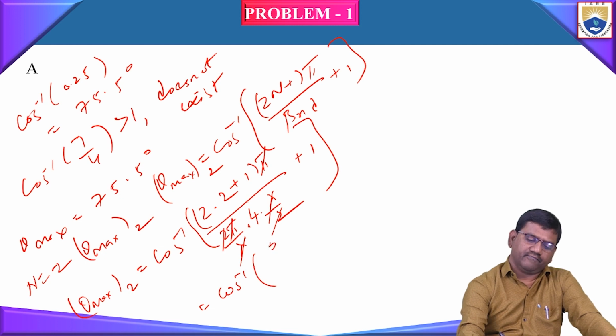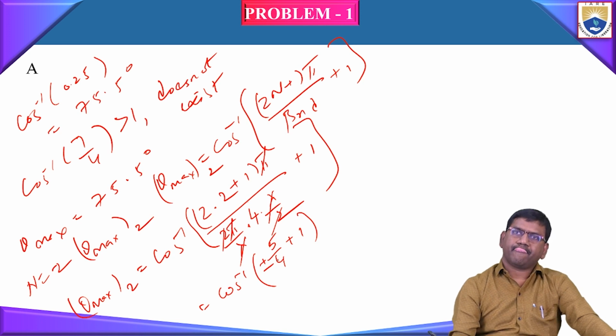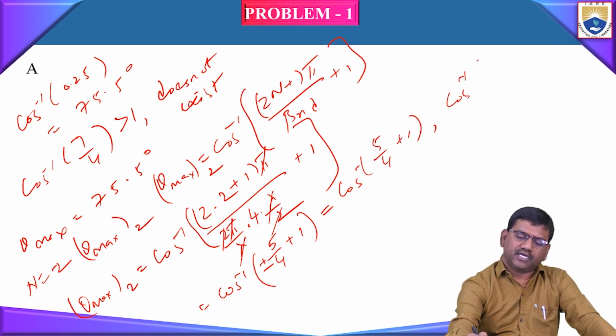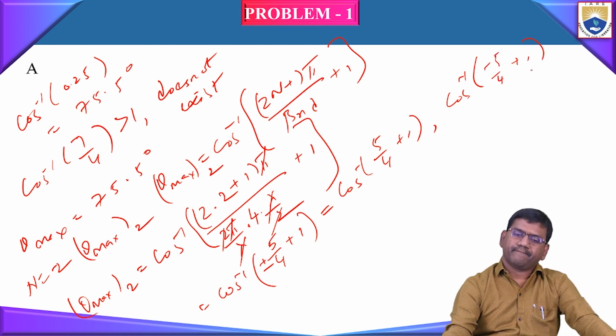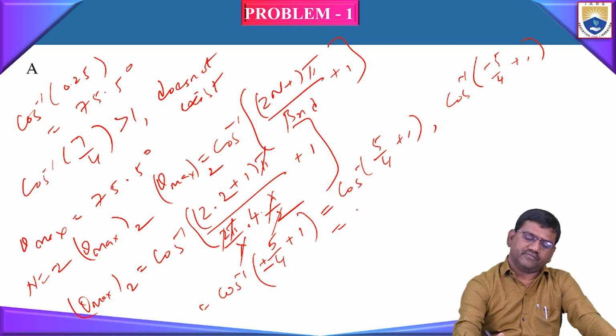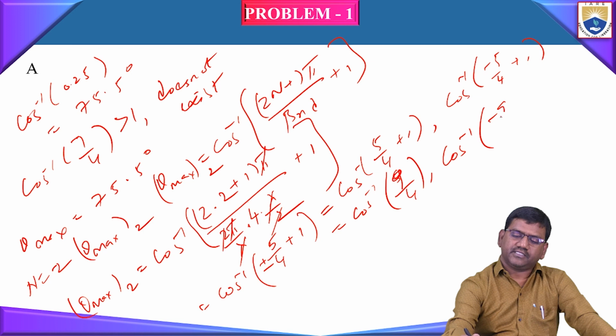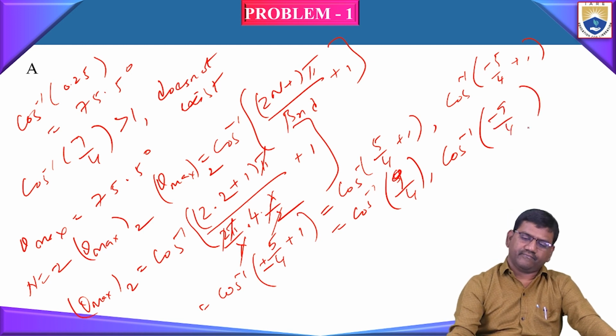So if you simplify, you will get cos inverse of 2 twos are 4, 4 plus 1 is equal to 5, 5 by 4 plus 1, this is plus or minus. So for this again we are having two values here. One is cos inverse of 5 by 4 plus 1, the other one is cos inverse of minus 5 by 4 plus 1. So here, 5 plus 4 is equal to 9, 9 by 4, one function. And another function is minus 5 minus 4, minus 9 by 4 here.